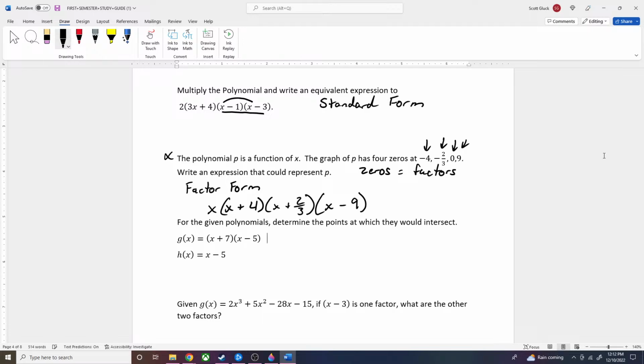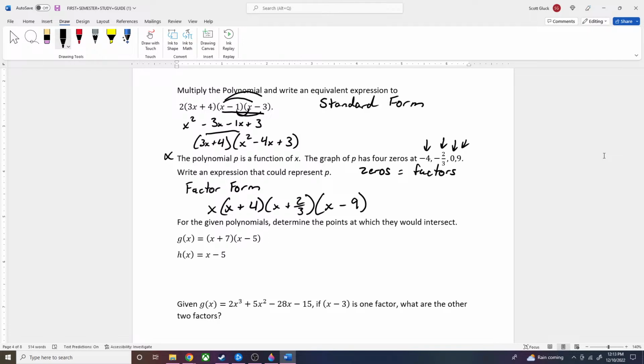So x minus 1 times x minus 3. Well, we got a FOIL. X times x gives us x squared. X times -3 gives us minus 3x. -1 times x gives us minus 1x. And then -1 times -3 gives us plus 3. All said and done, we combine our like terms, and we end up with x squared minus 4x plus 3. And then we're going to take that and multiply it times 3x plus 4.